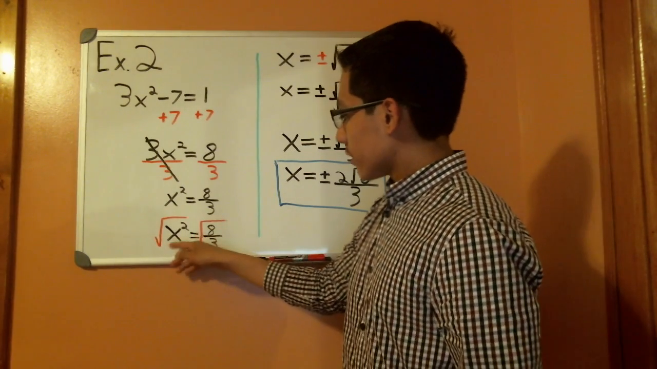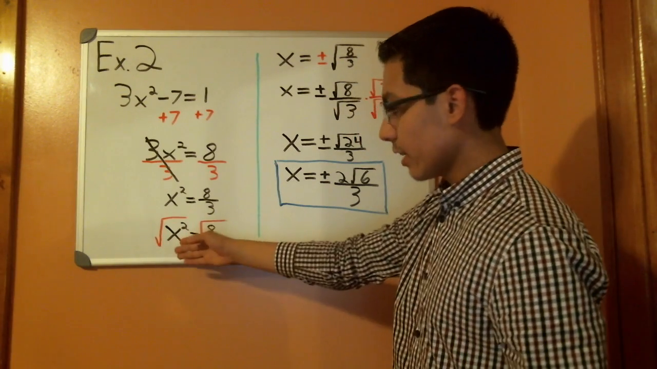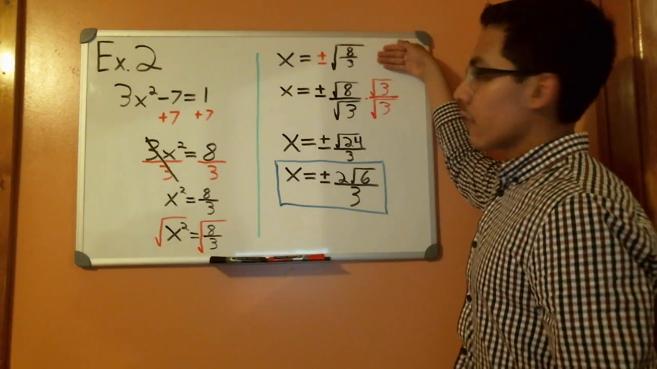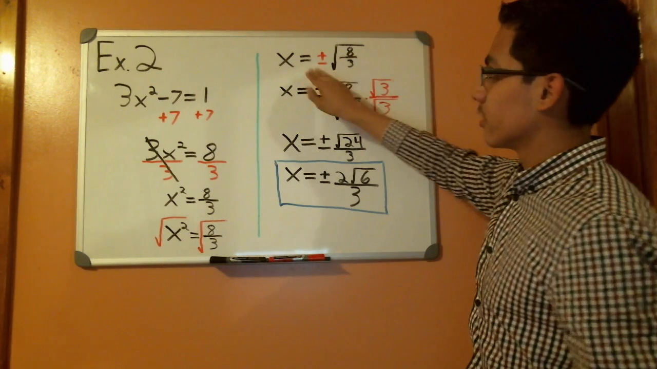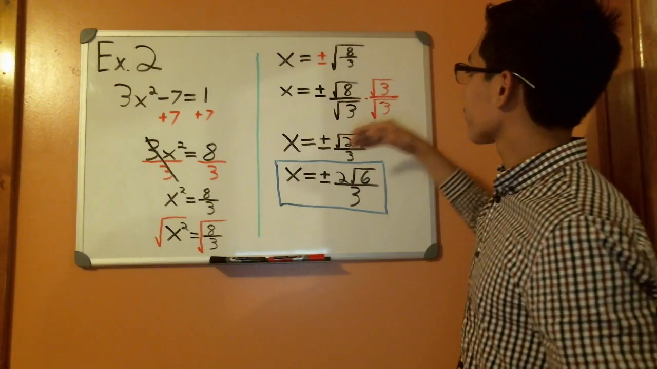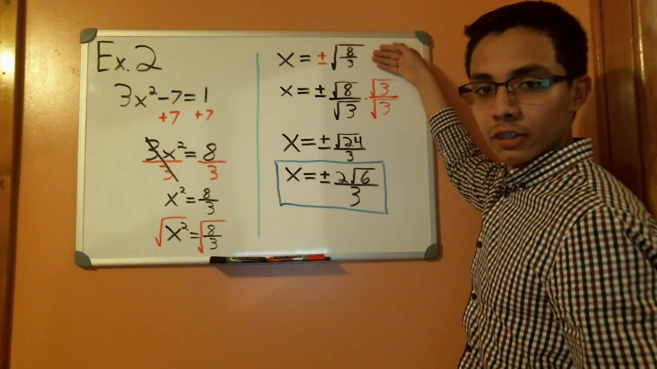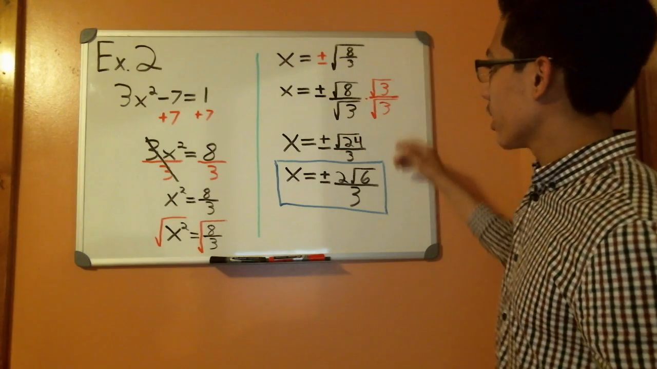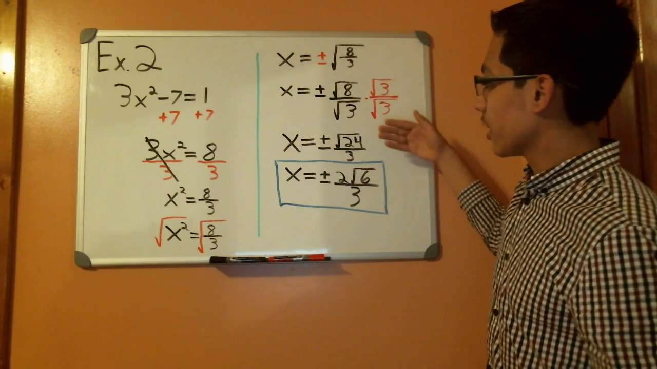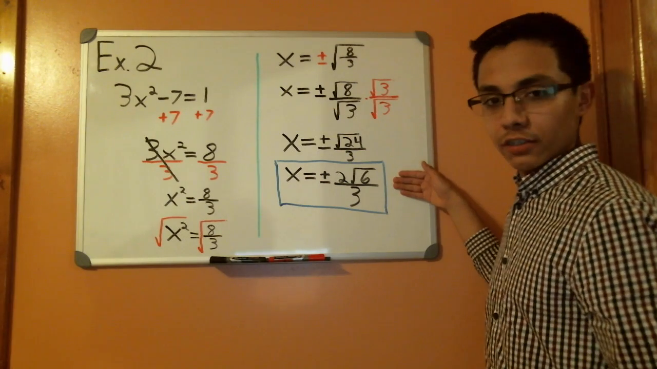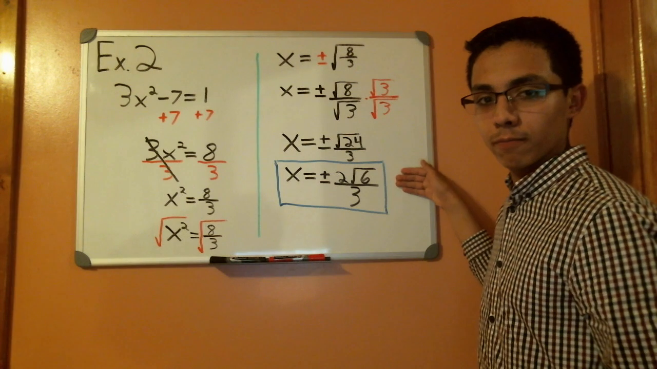Now, let's take the square root of x squared and the square root of 8 over 3 to isolate x. Then you would get x equals plus or minus square root of 8 over 3. Don't forget the plus or minus. Now this is a solution, but you can simplify this further by rationalizing the denominator. Now let's do that by multiplying top and bottom by the square root of 3. You would then get this, which simplifies to this. X equals plus or minus 2 square root of 6 all over 3.